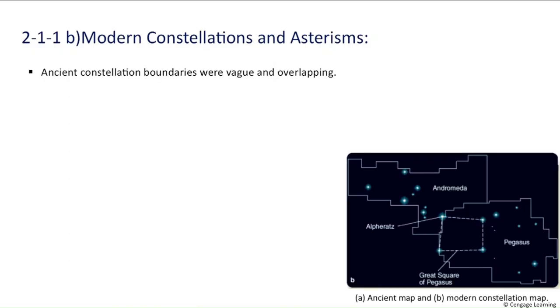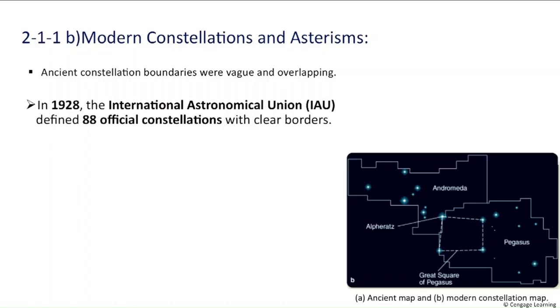Let's play a game of sky real estate. Back in the day, star boundaries were like sketchy doodles, vague, overlapping, and inconsistent. A star like Alpheratz was in two constellations at once. But in 1928, astronomers said enough and drew official borders. So now we have 88 constellations, and every star has a permanent home. Now Alpheratz is only in Andromeda.